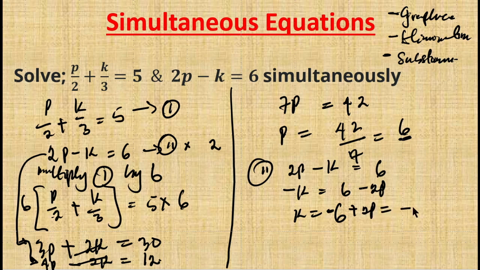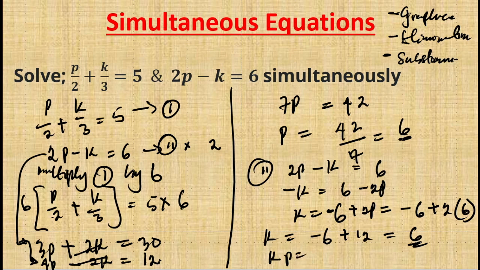Now this is the same thing as minus 6 plus 2 times p, which is 6. So k is equal to minus 6 plus 12, which is equal to 6. So when p is equal to 6, k is also equal to 6.